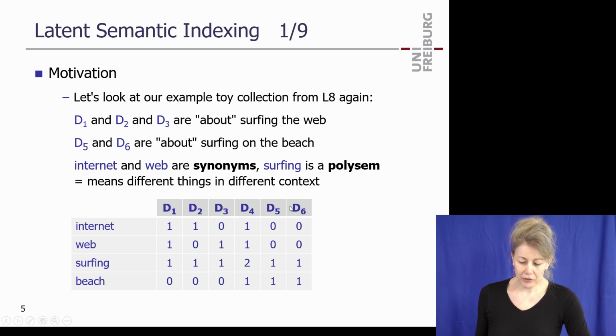And now I have 6 documents. 3 of them, D1, D2, D3, are about web surfing, just using different words. Here it uses internet and web, here only internet, here only web. D5 and D6 are about surfing the beach, and D4 is kind of about both. So that's the purpose of this easy-to-understand toy collection.